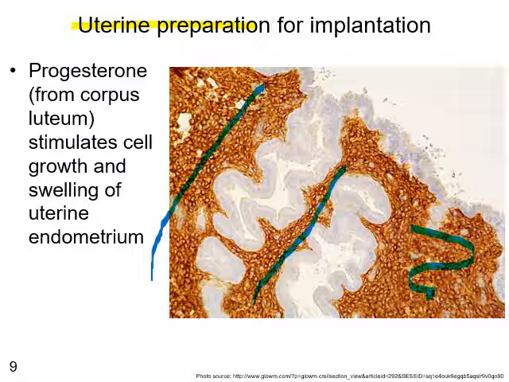So progesterone from the corpus luteum continues to stimulate cell growth and swelling of the uterine endometrium. Remember, the corpus luteum is the source of progesterone, and it is maintained because chorionic gonadotropin was released in the process of implantation. So progesterone increases and stays elevated, and that helps to stimulate the proliferation and development of the uterine endometrium.